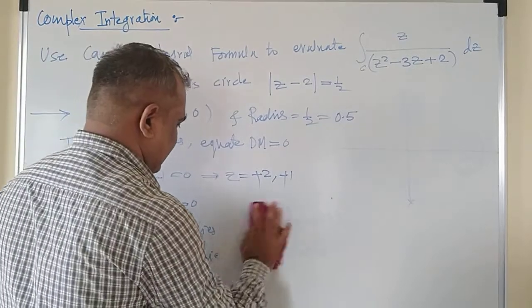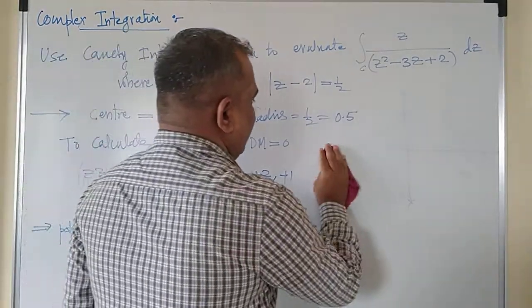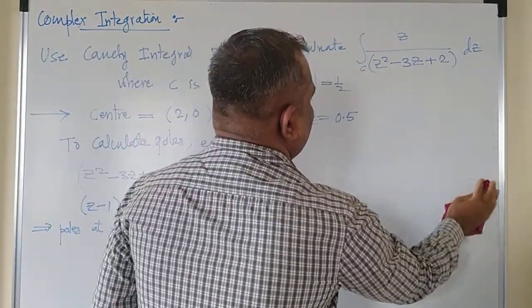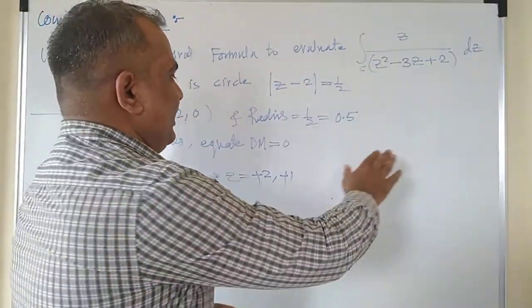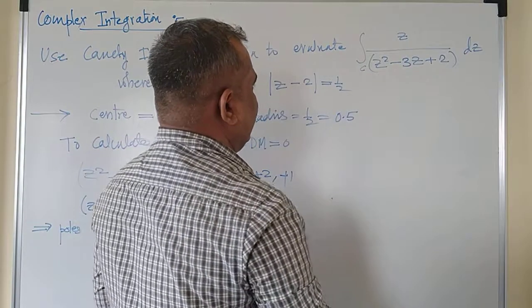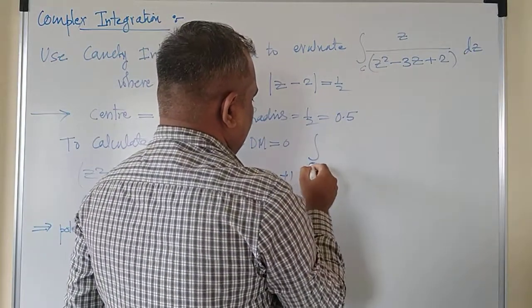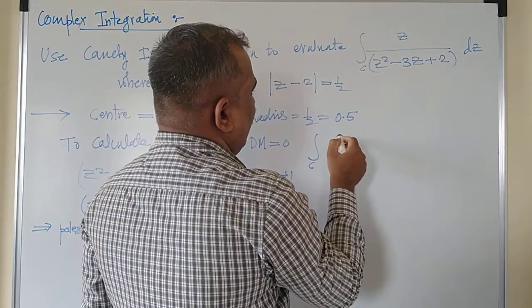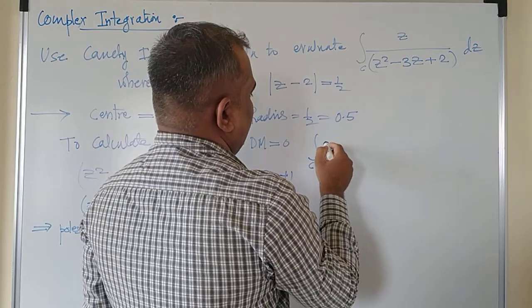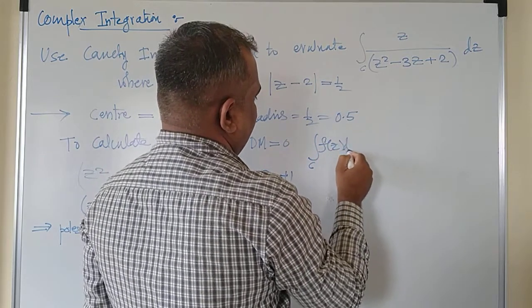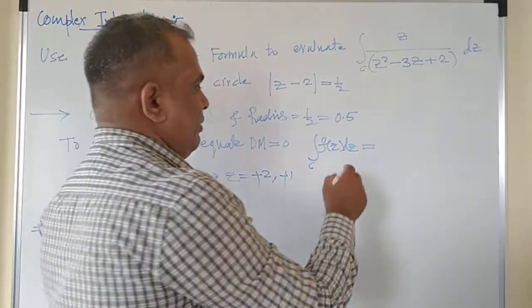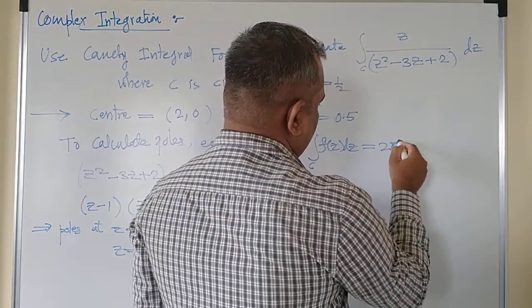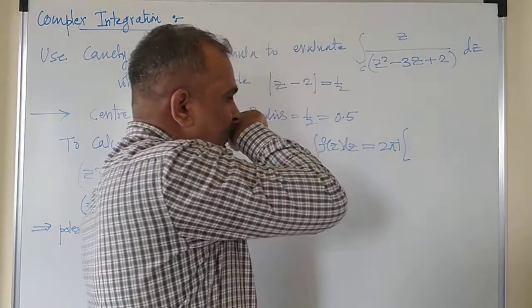And now write the Cauchy integral formula. What is the Cauchy integral formula? Let us call this f of z only, right? So the integral over the contour C of f of z dz is equal to 2 pi I into f of a, right? So 2 pi I into f of a.